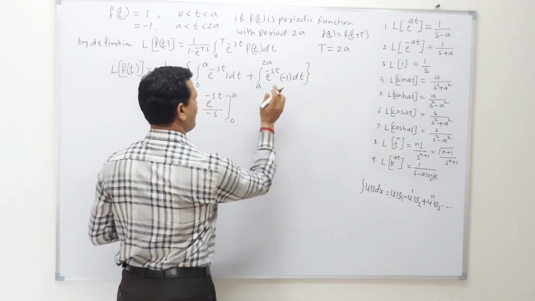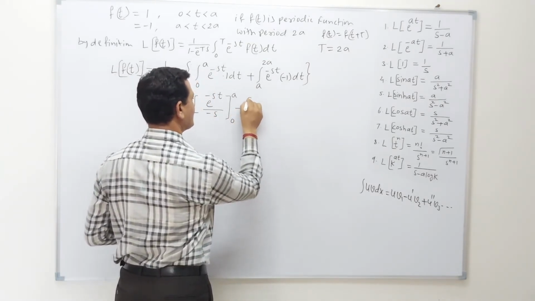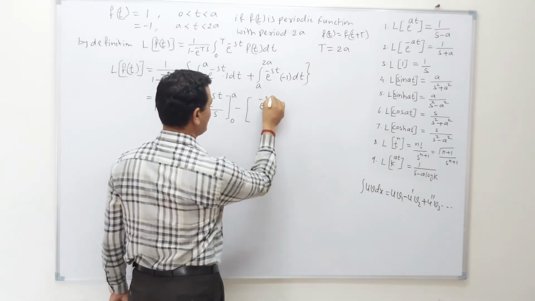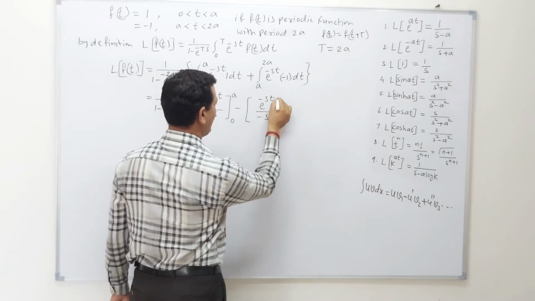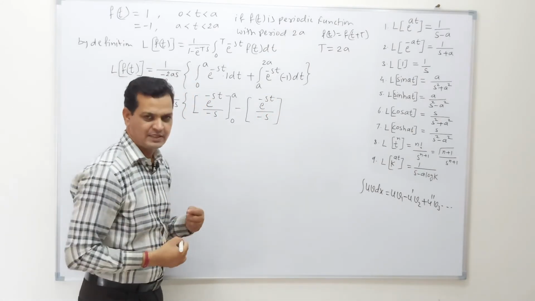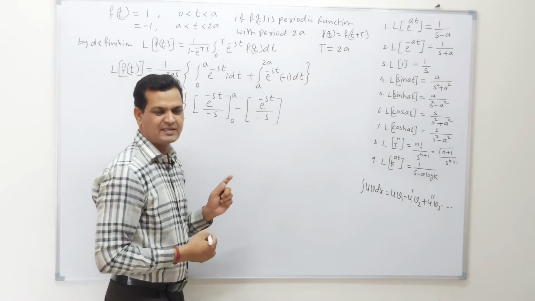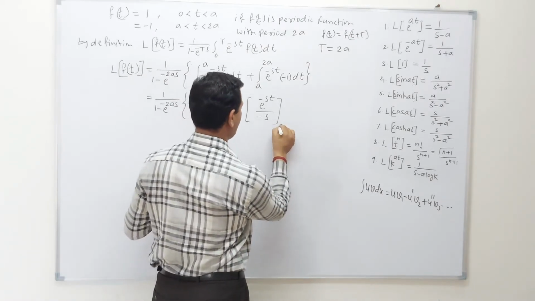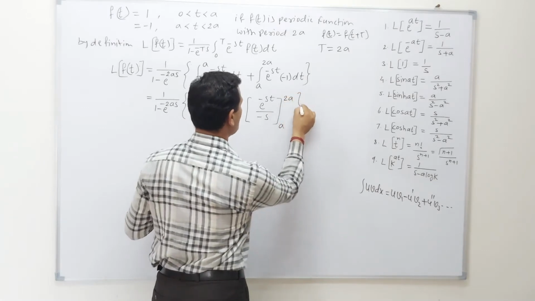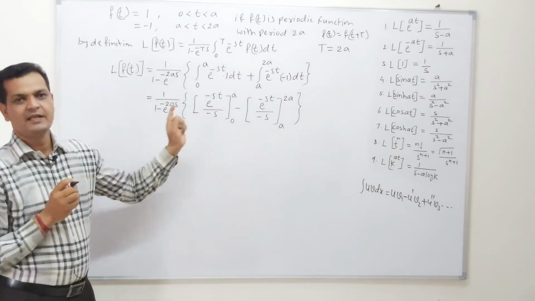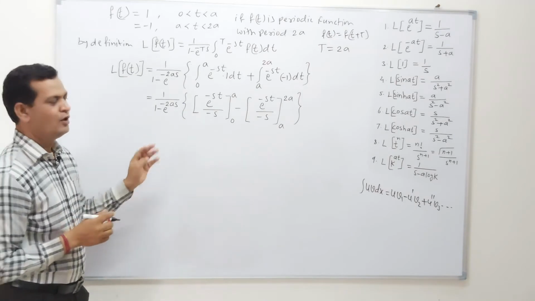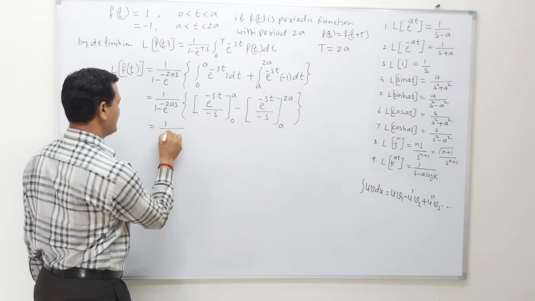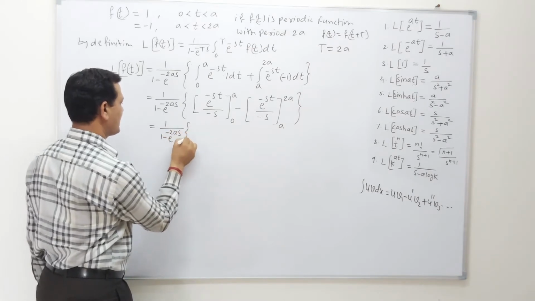Now, taking this minus sign common, we get minus, and again a single function is present. Its integration is e raised to minus st upon minus s, since the derivative of minus st with respect to t is minus s. That's why the denominator is minus s, and its limit is a to 2a. Now after getting the integration of these terms, put in the values of the upper and lower limits. So we get 1 upon 1 minus e raised to minus 2as as it is.